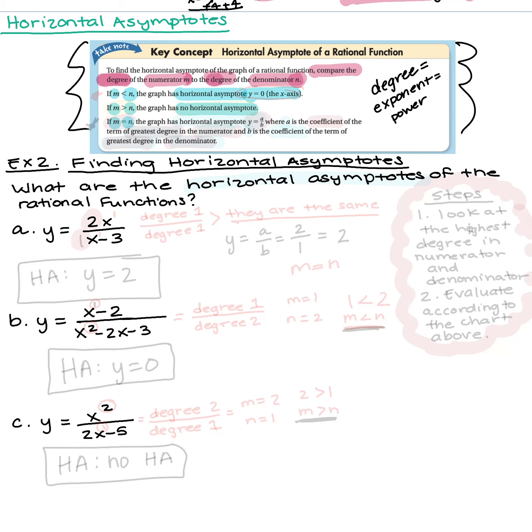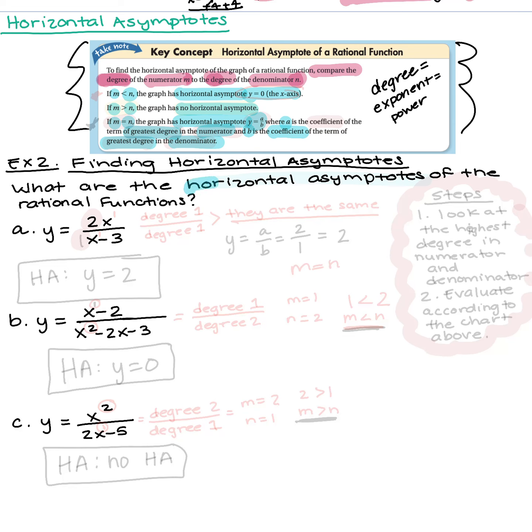Now, if the exponents match, then your horizontal asymptote is going to be at y equals a over b, where a is the coefficient of the term of the greatest degree in the numerator, and b is the coefficient of the term of the greatest degree in the denominator. Now, I know that may seem like a lot of mumbo jumbo, but we're going to talk about it right now. I have 3 examples for you that represent these 3 situations.